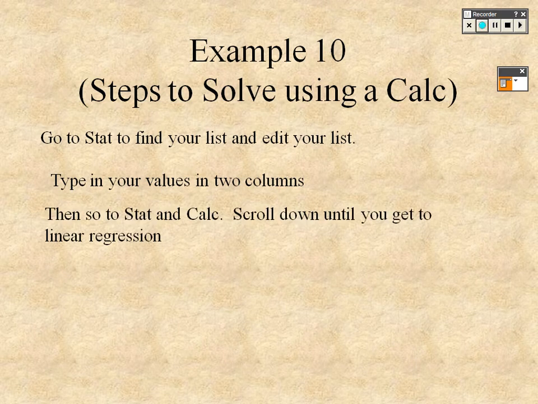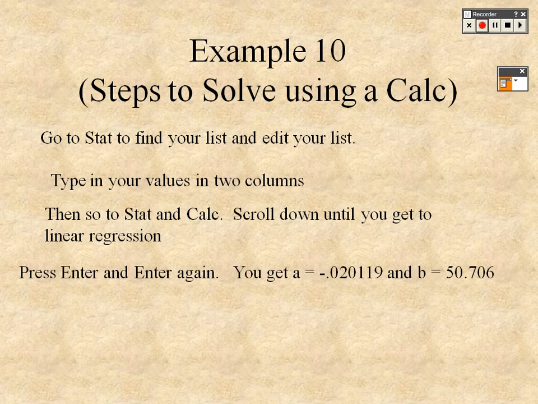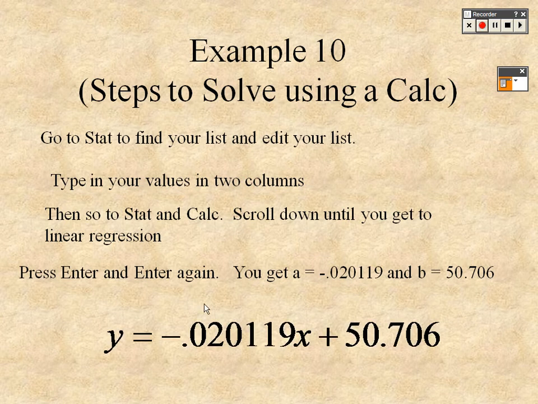Then you want to go to Stat and then Calc, which is basically the second trace there. Scroll down till you get to linear regression. Press enter and enter again, and once you do that, you will get negative 0.02 and 50.76. What that means is this is your slope, and this is your y-intercept.